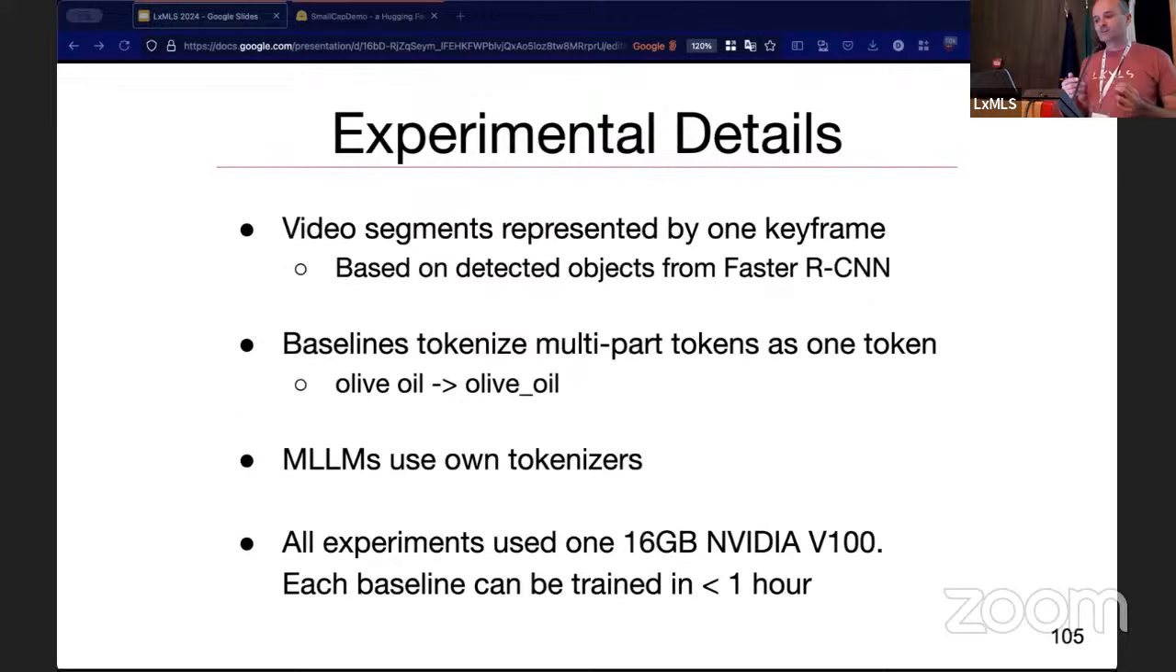For the baseline models, we take multi-part tokens like olive oil, and we combine these into a single token just to prevent sparse statistics in our data set here. The pre-trained multimodal models are all using their own tokenizers. The data is just given as the model wants to process it. And all of these experiments used a single GPU with 16 gigabytes of RAM, and our baselines took less than an hour to train. So you can do this research by yourself. It's not hugely labor intensive. And all of our prompting models were also using 16 gigabyte GPUs. So that's why our limit is 8.